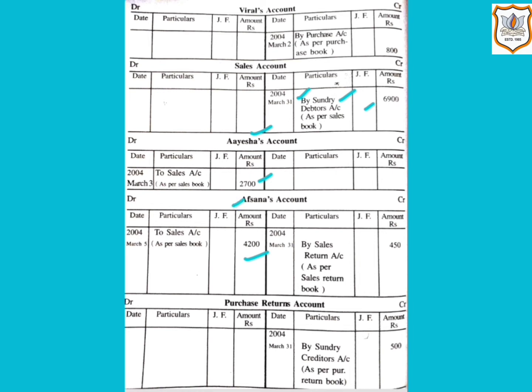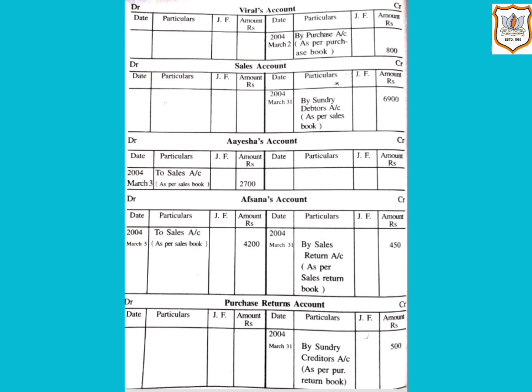Afsana's account. So as you can see here, the amount put on the credit side is equal to the total of the amounts put on the debit side. Here 4200 plus 2700, which are put on the debit side of respective debtors account, is equal to 6900, which is put on credit side. Thus the double entry principle is followed here correctly.